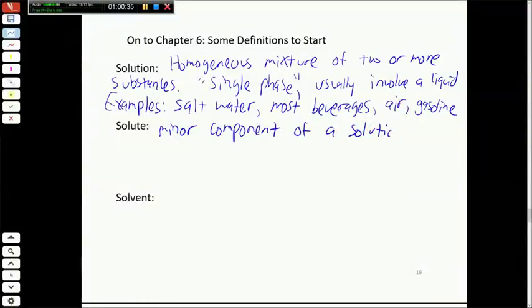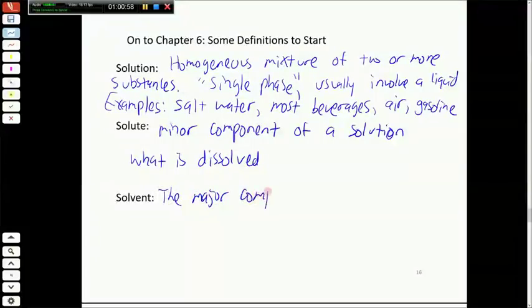And in most solutions, you have way less solute than solvent, the other component being the solvent. So it's the minor component of a solution, and it's whatever it is that you're dissolving into the solution. So in salt water, the salt is the solute. It's what you're dissolving into the liquid. Okay? And then the solvent is the other thing, so it's the major component. And it's the substance that does the dissolving.